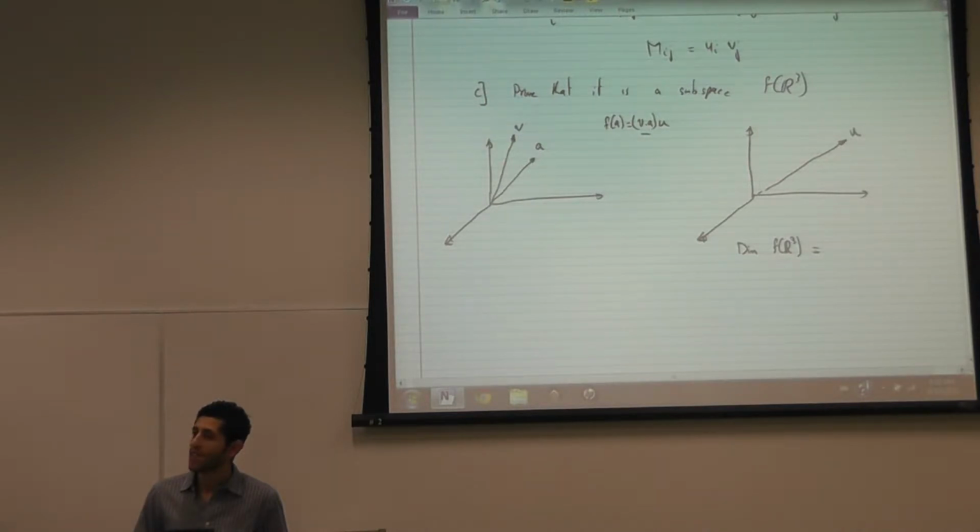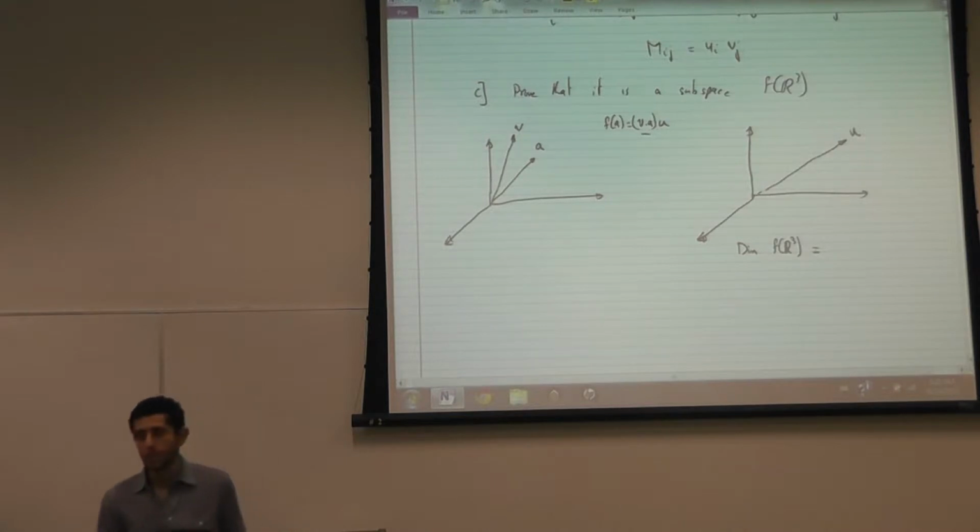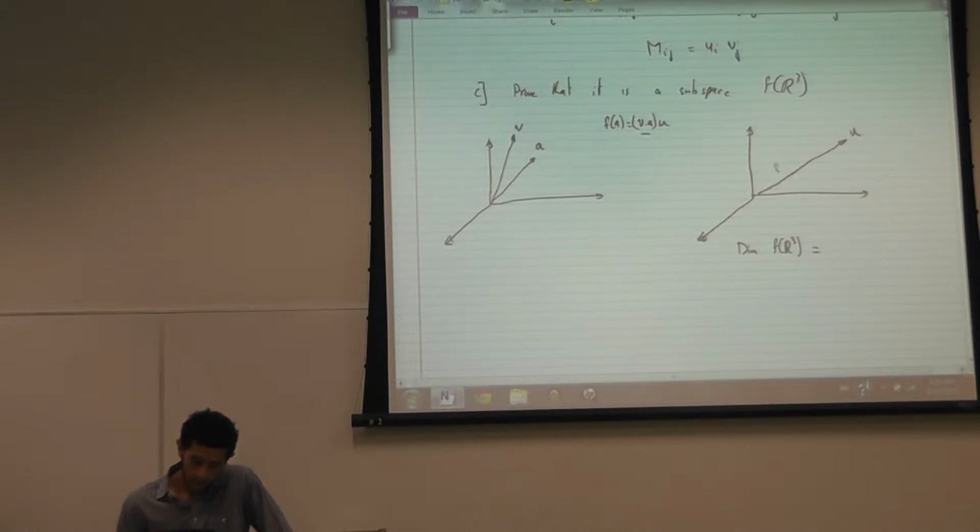What's that? Can't hear it. Well, it's a subspace. F of R3, this is F of R3. F of R3 can only be here, because you cannot get any vector here, let's say Z, it's not an image of any vector here. So what's the dimension of that set? What's the dimension of this set? Just one.